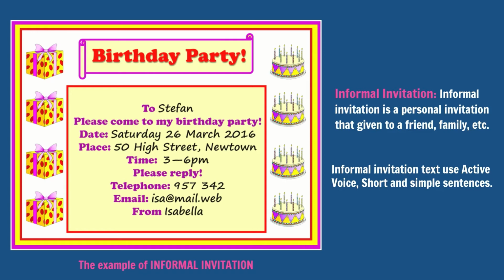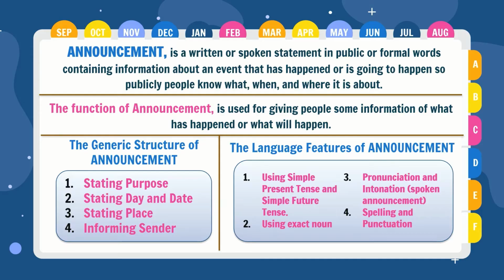Okay, we will move on to the next part, which is announcement. An announcement is a written or spoken statement, in public or formal words, containing information about an event that has happened or is going to happen, so publicly people know what, when, and where it is about. The function of announcement is to give people some information about what has happened or what will happen.